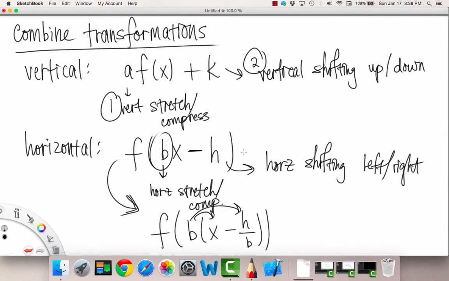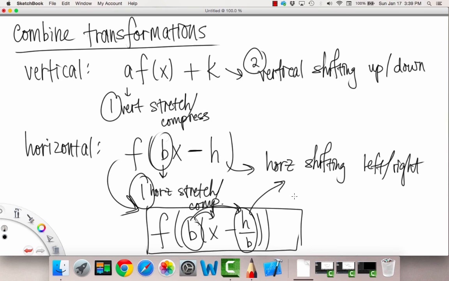But anyways, what this means is that the horizontal stretching and compressing happens first. So this b thing, this horizontal, whether you stretch or compress, that happens first. And then you take this h over b, okay, and that itself gives you the horizontal shifting either left or right, okay? So this is really important down here on the bottom. And we'll do examples in the practice problems video, okay?